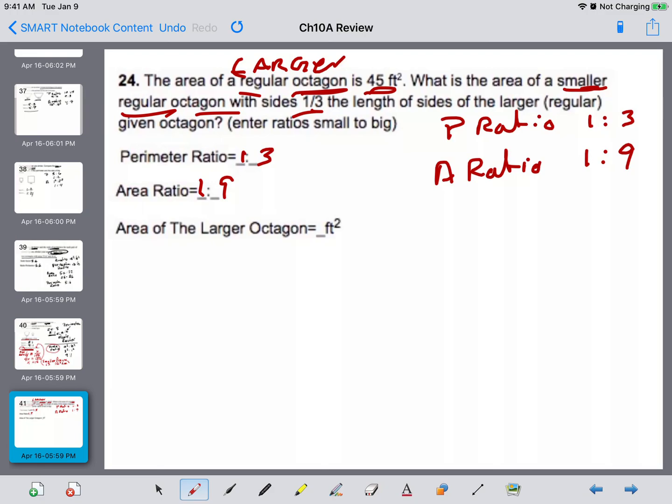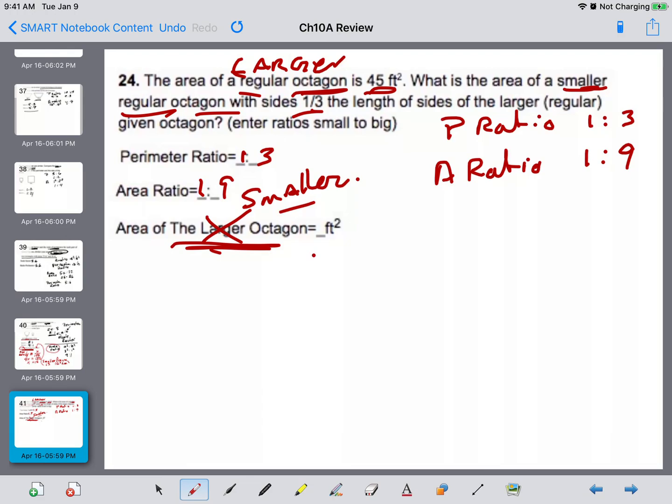So I already have the perimeter ratio 1 to 3 and the area ratio 1 to 9. This is the larger octagon, this is the smaller. The area of a regular octagon is 45 feet squared. What's the area of a smaller regular octagon? So this is wrong. It should have been smaller. Oops. That should have been the word smaller in there. So we apologize for that.